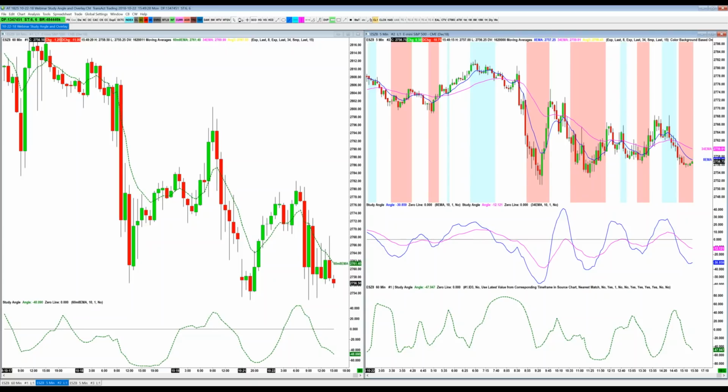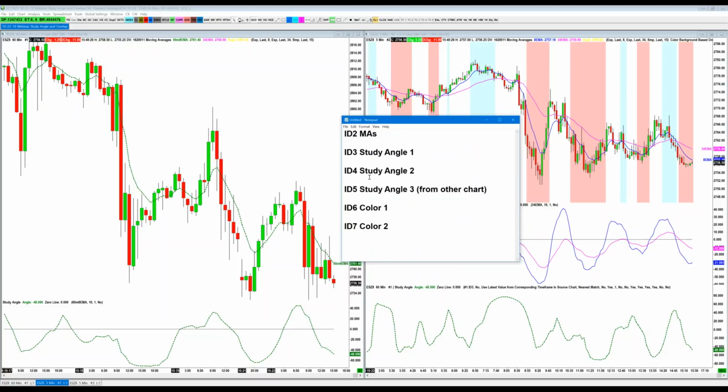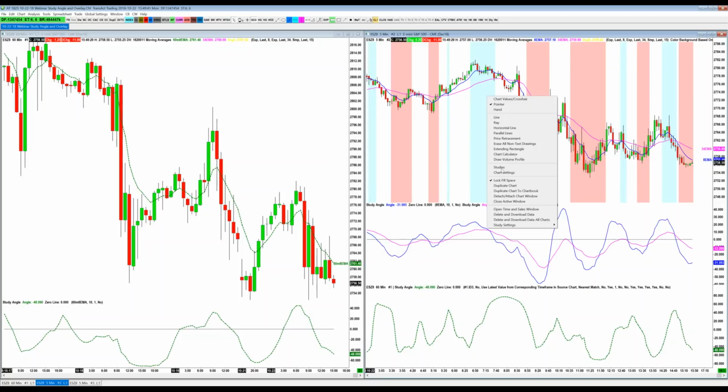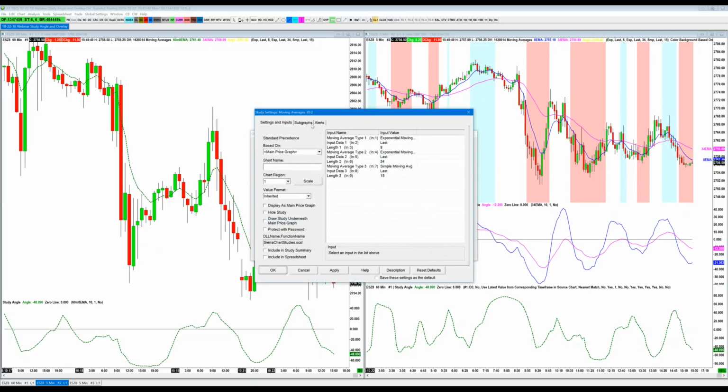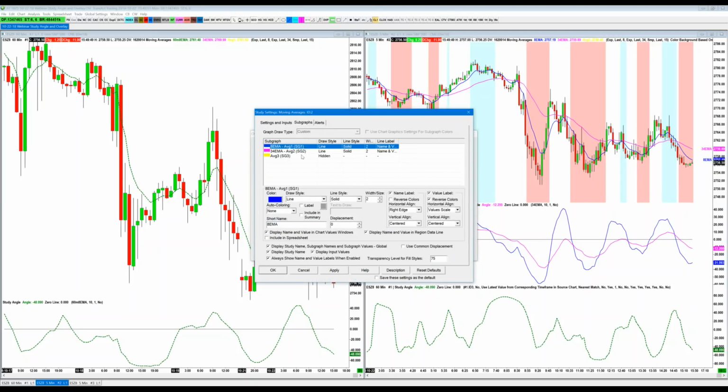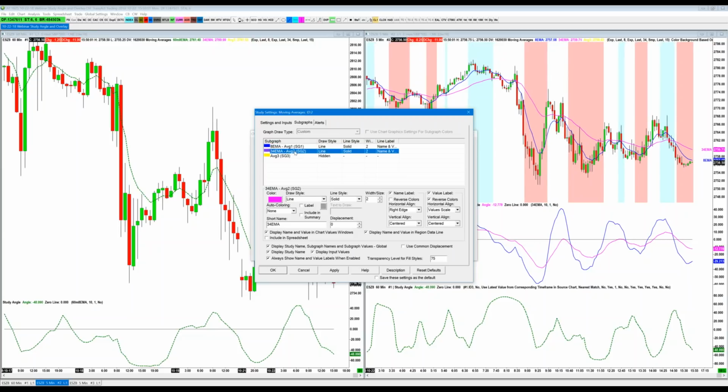And the way to devise a formula to have the chart tell you when something is happening is to learn what these ID numbers mean. All right, so if I right click and go to studies, you'll see that every study has an ID number. And if we go to the settings section and go to subgraphs, you'll see that every piece of the study has a subgraph number. So in this case, the moving averages study is ID2, and the first moving average is SG1, and the second one is SG2.